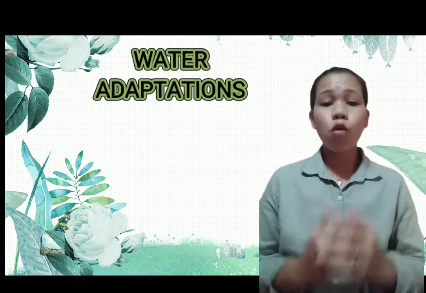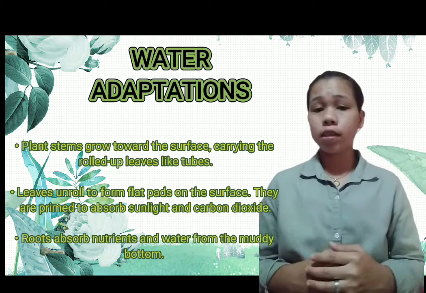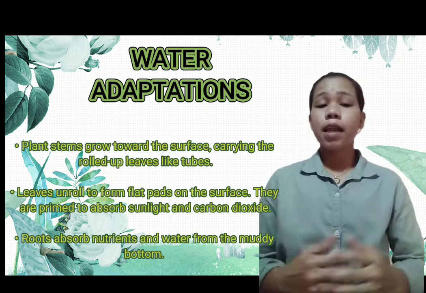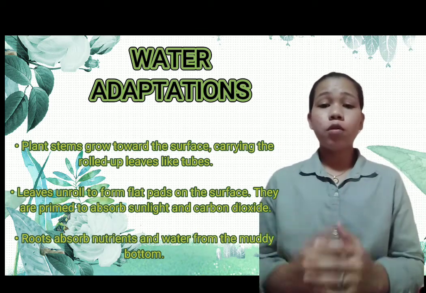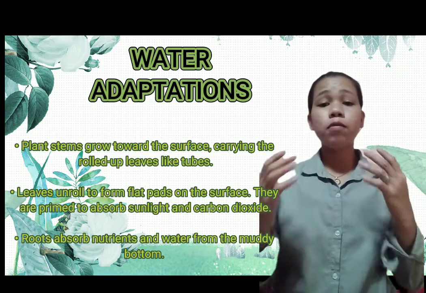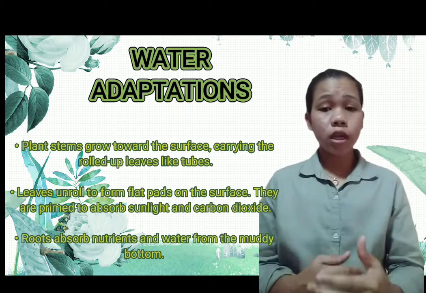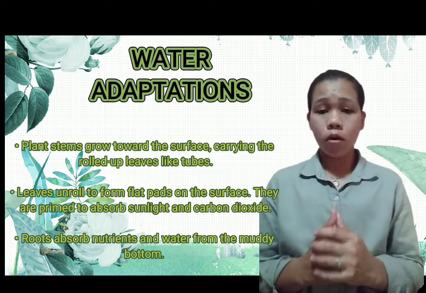And lastly, water adaptations. These plant stems grow toward the surface, carrying rolled up leaves like tubes. Leaves unroll to form flat pads on the surface. They are primed to absorb sunlight and carbon dioxide. Their roots absorb nutrients and water from the muddy bottom.